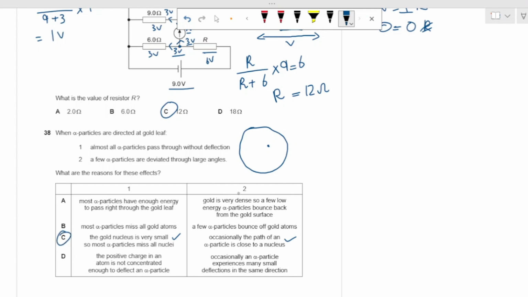A few of the options in the second row are also correct. Occasionally, an alpha particle experiences many small deflections in the same direction. No, that doesn't make sense. But for the first reason we had the gold nucleus is very small, and for the second one, occasionally the path of an alpha particle is close to a nucleus, will also be correct. Option C overall is the correct answer.